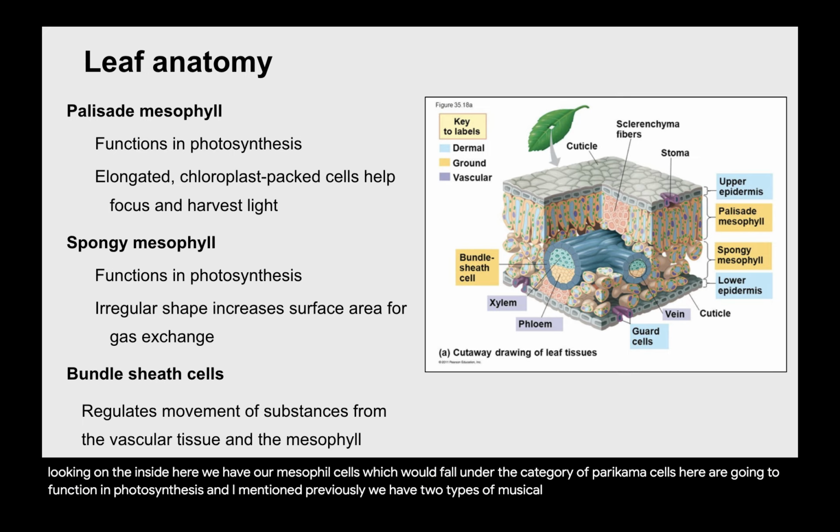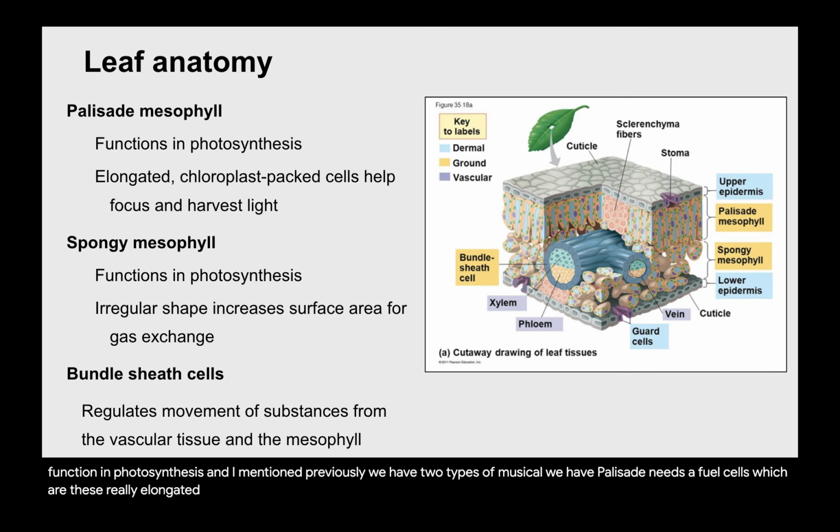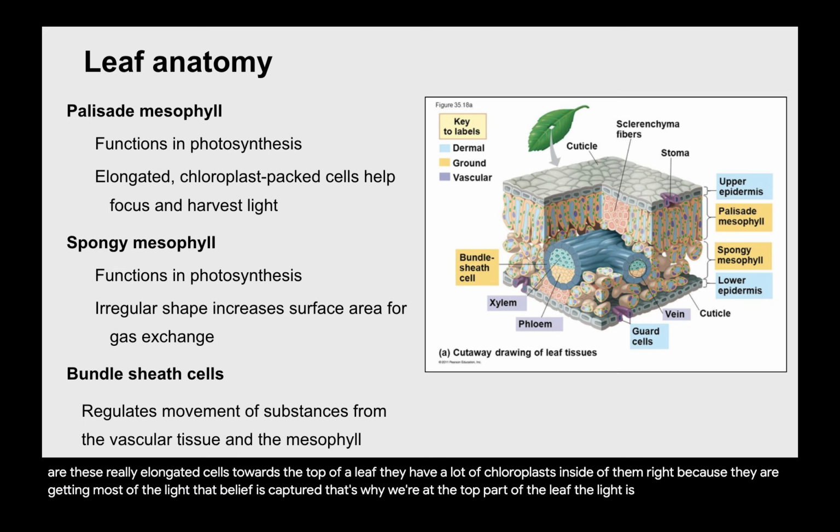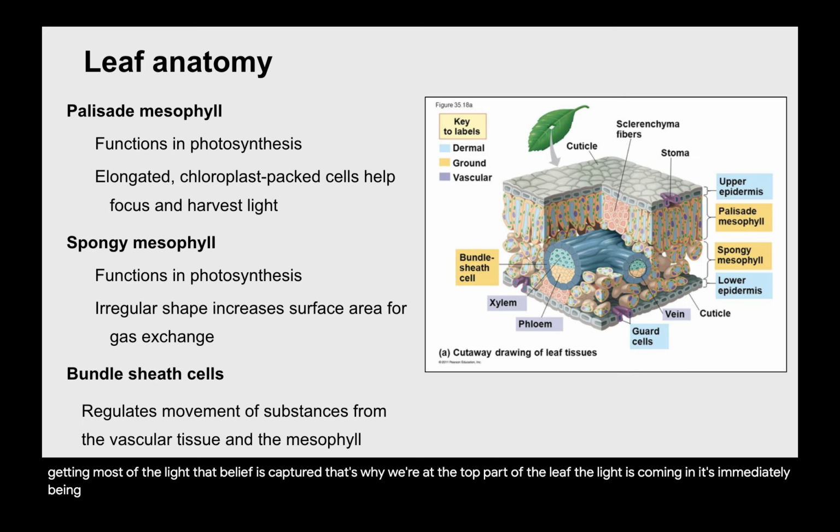We have palisade mesophyll cells, which are these really elongated cells towards the top of a leaf. They have a lot of chloroplasts inside of them because they are getting most of the light that the leaf is capturing. That's why we're at the top part of the leaf. The light is coming in. It's immediately being captured by these palisade mesophylls that are just packed full of chloroplasts.